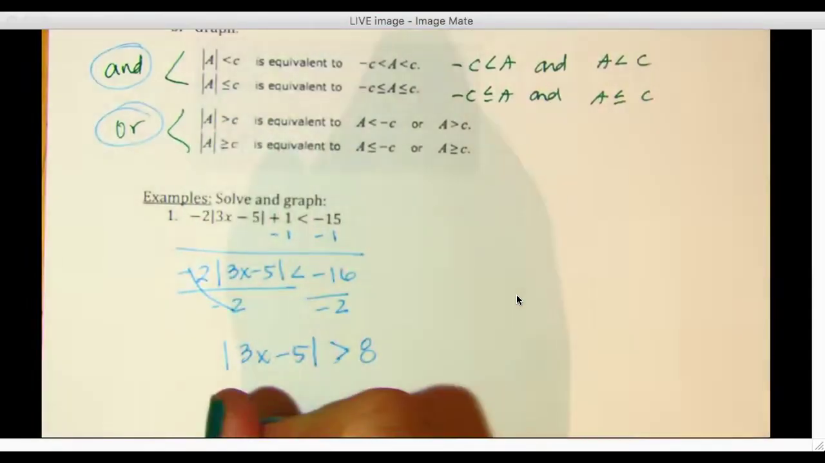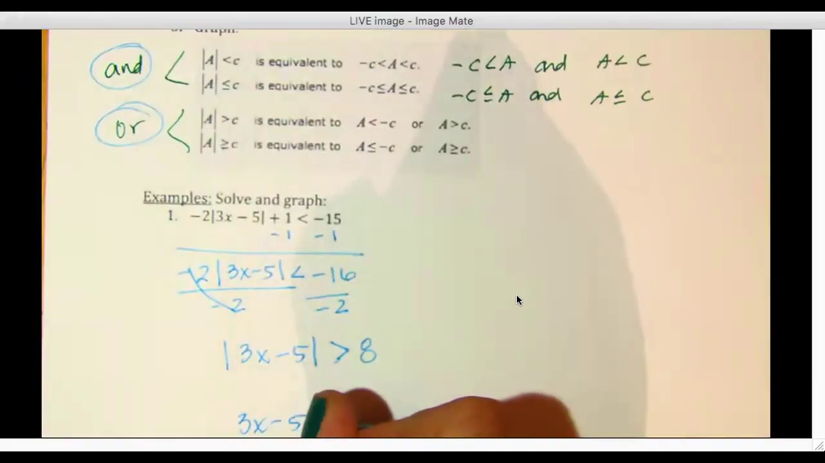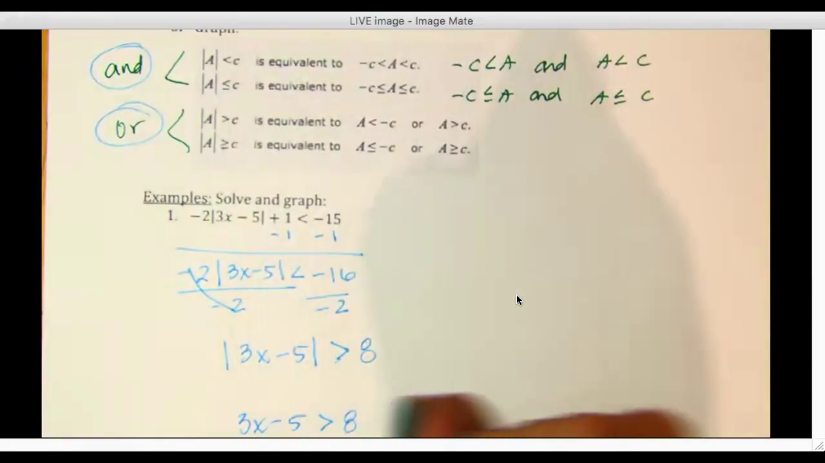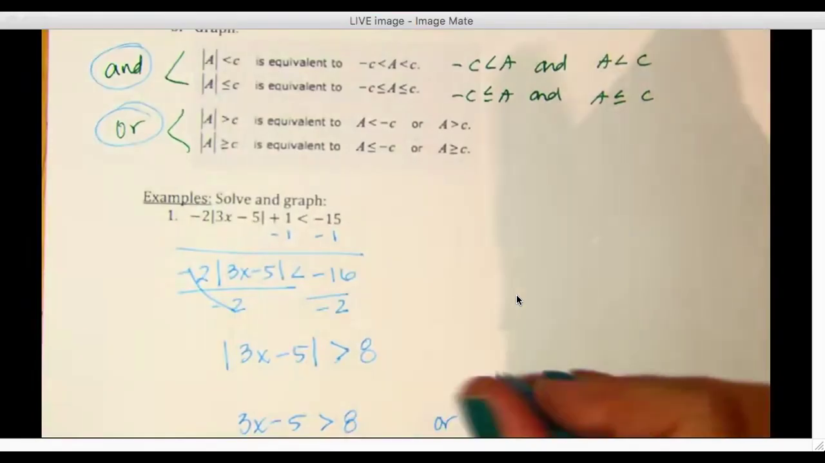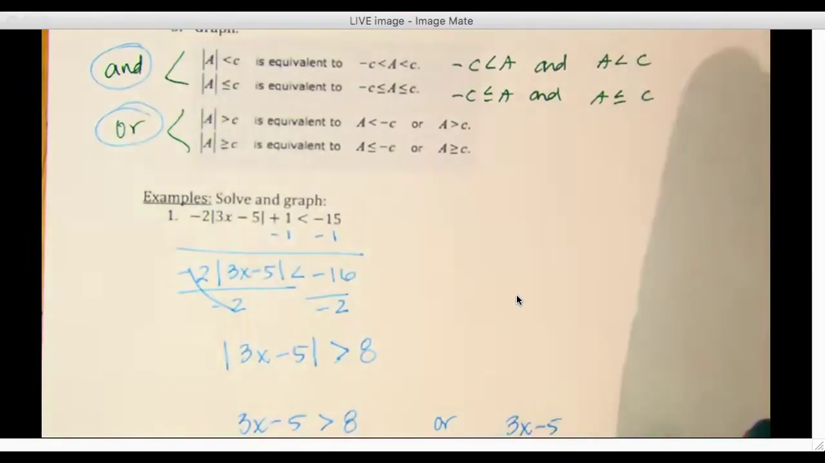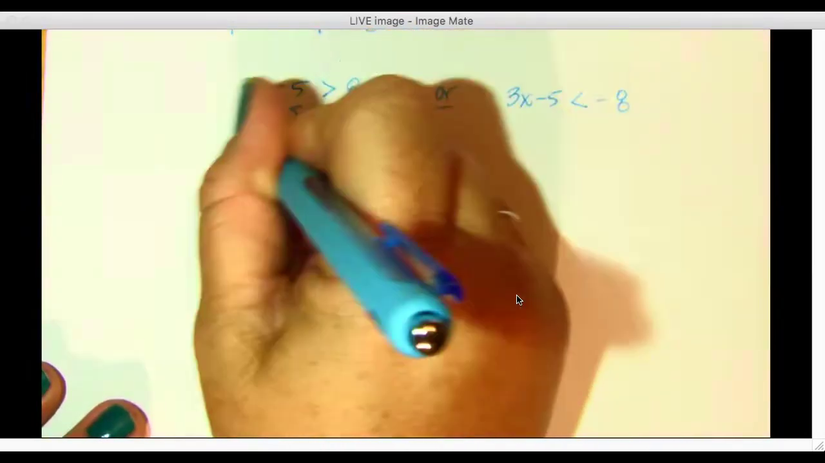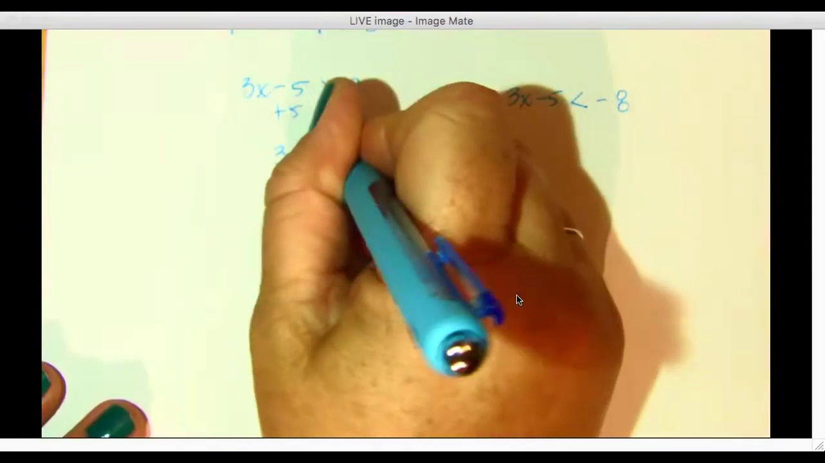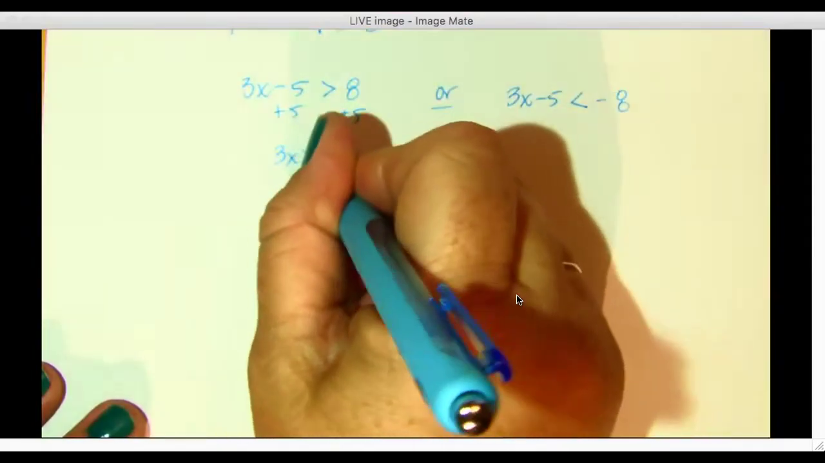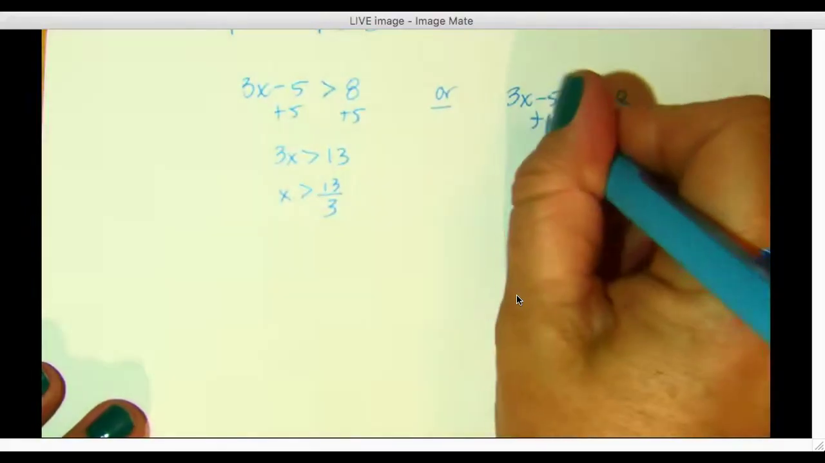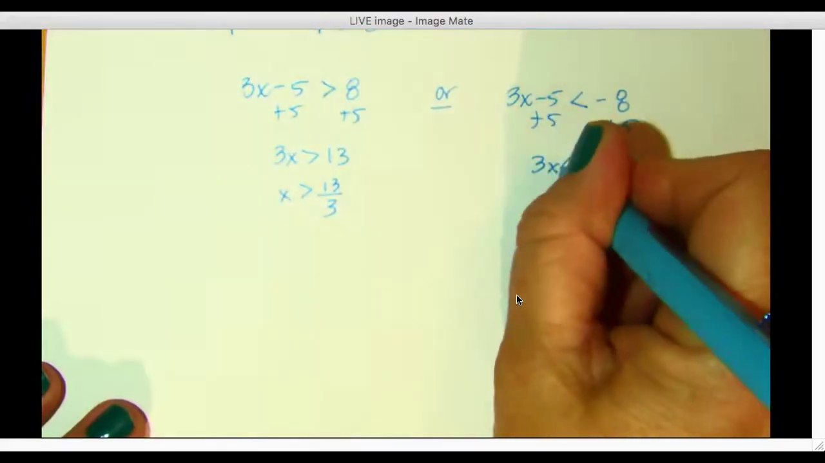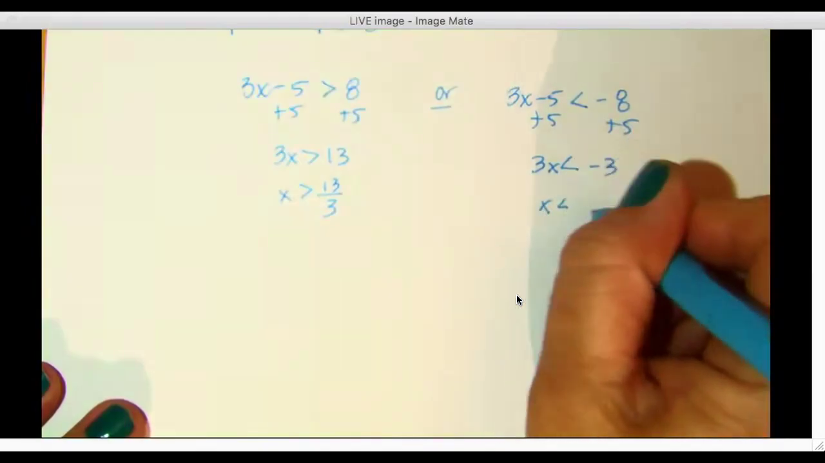So I have 3x minus 5 is greater than 8, or I have 3x minus 5 is less than -8. And again, it's an or inequality. So I can go ahead and solve both of these. +5, +5, 3x is greater than 13. X is greater than 13 over 3. +5, +5, 3x is less than -3. X is less than -1.